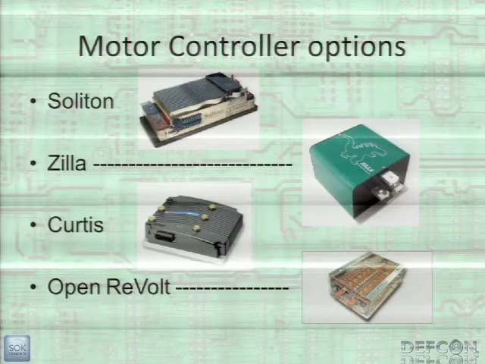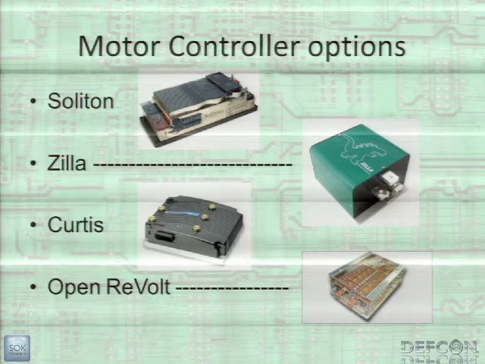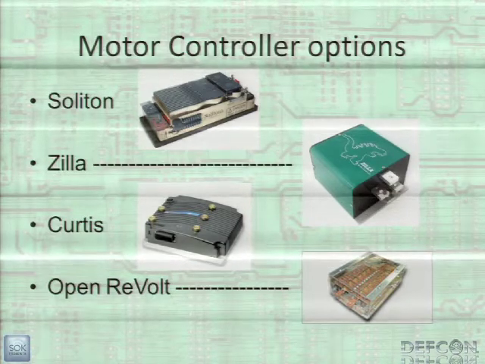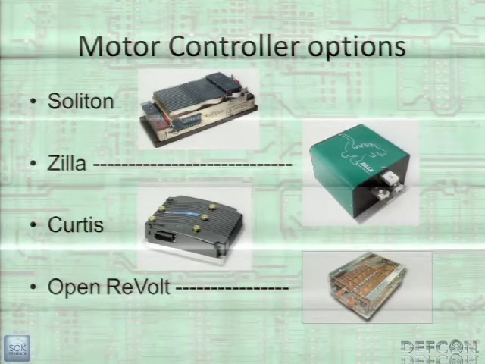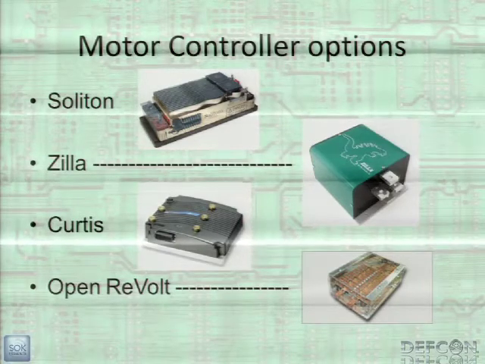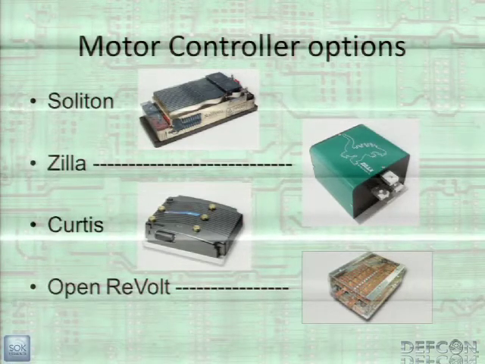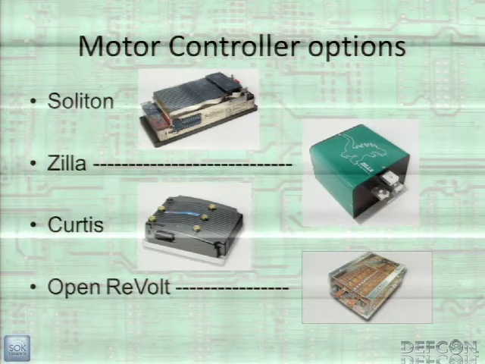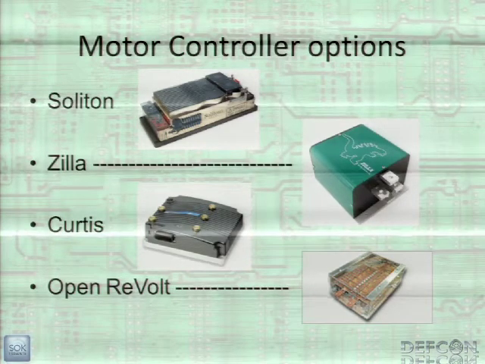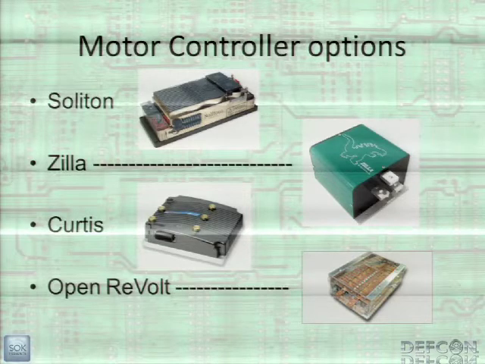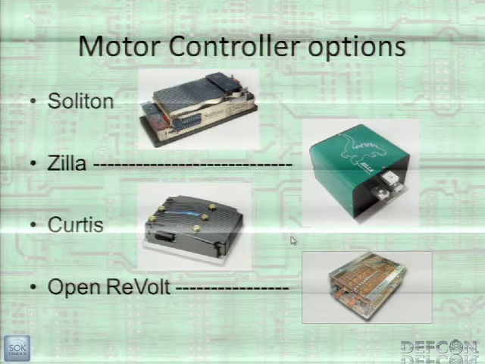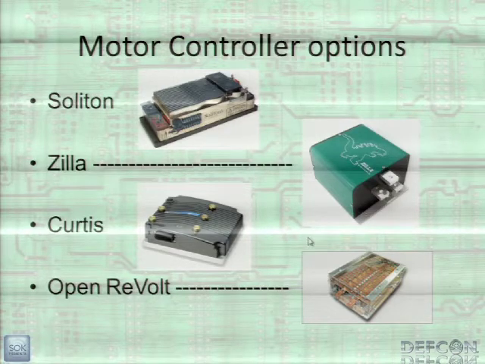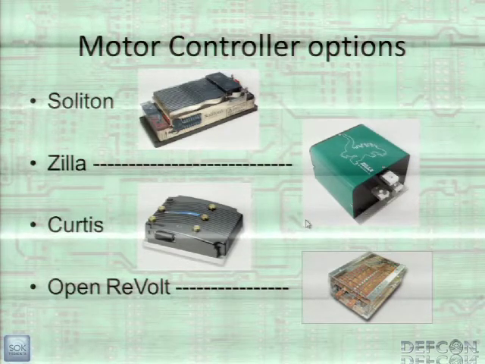Here's some different motor control options. The Solitons are considered the top of the line. They have several different options. They've got a Junior. This one's a Soliton 1. They have a new thing called the Shiva Destroyer that's pretty much designed for racing vehicles and can push over a megawatt of power. The Zillas are also pretty high power. I'm running a Curtis. This is a picture of an AC Curtis. And one thing that's very popular now is the Open Revolt, which is an open source controller.